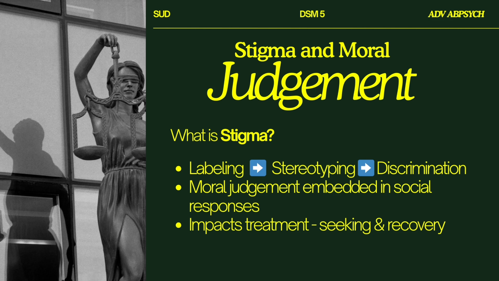Stigma in substance use disorders refers to the process of labeling individuals, attaching negative stereotypes, and then justifying discrimination. According to Navid and colleagues, substance use disorders have historically been viewed through a moral lens, where individuals are blamed for their condition rather than understood in context. Even today, people with substance use disorders are often seen as irresponsible or lacking self-control. This stigma doesn't just affect public opinion, it directly affects whether individuals seek treatment and how they are treated when they do.